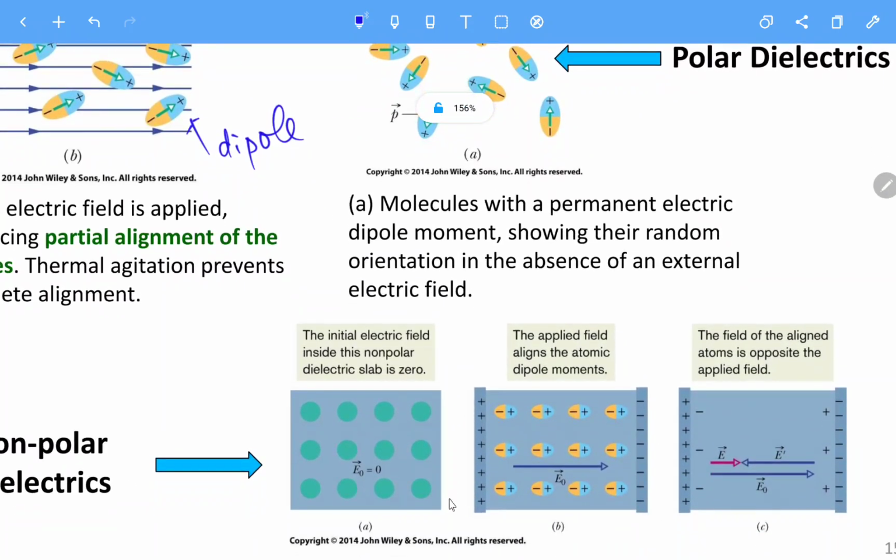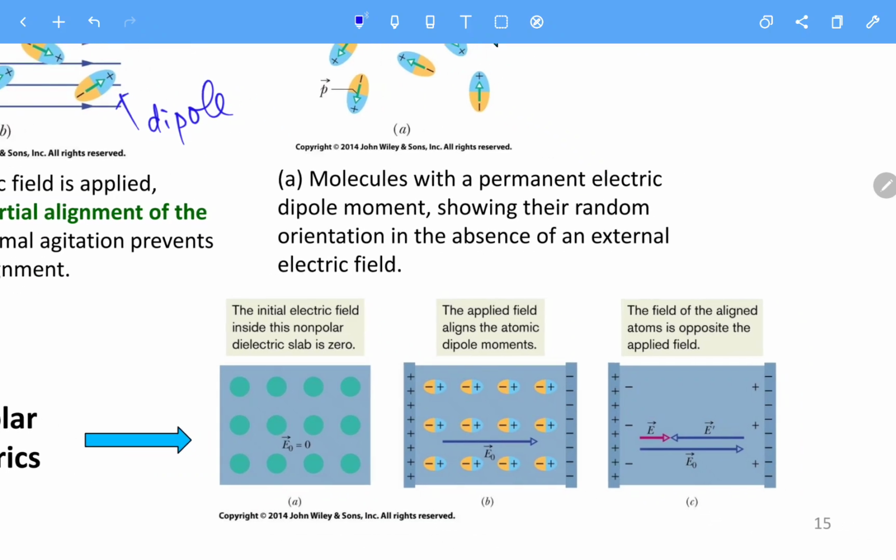So this one just says, initially, if you don't apply any E field, the electric field inside this non-polar dielectric slab is 0. If you don't apply any E field to it, it will not generate an E field either. Okay, but if you try to apply some external E field, the external E field is generated by this one and this one. This is like the two parallel plates. There will be some E field pointing from left to right. This is the positive side, this is the negative side. The E field points to the right side.